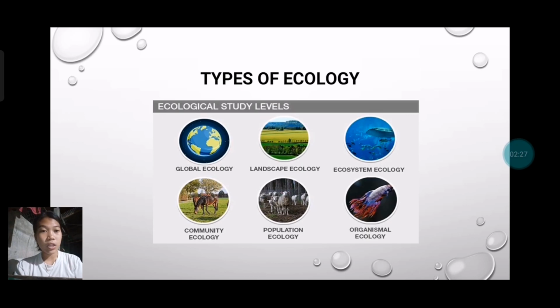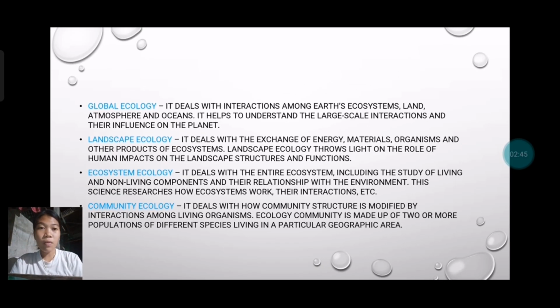Types of ecology. Global ecology deals with the interaction among Earth's ecosystems, land, atmosphere, and oceans. It helps to understand the large-scale interactions and their influence on the planet. The second one is the landscape ecology. It deals with the exchange of energy, materials, organisms, and other products of ecosystems. Landscape ecology throws light on the role of human impact on the landscape, structure, and functions.